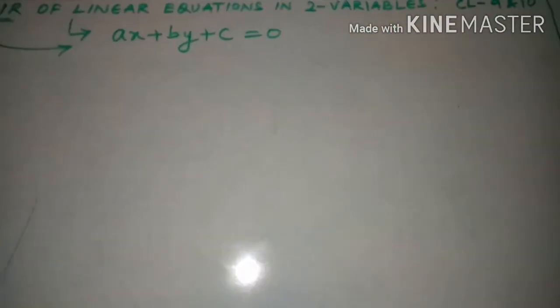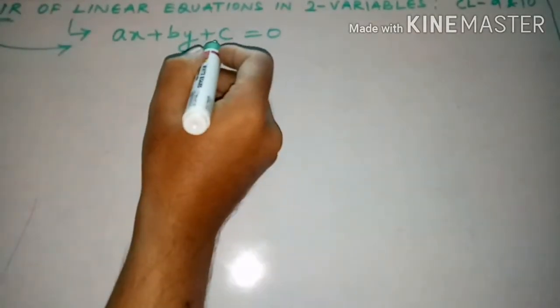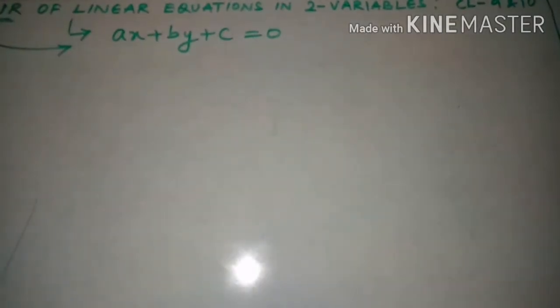Hello everyone, in this video we are going to discuss how to solve the pair of linear equations in two variables. As we know, if there is one equation in two variables, it will have infinite solutions. Am I right? So here we are going to discuss a pair of linear equations to find a particular solution that will satisfy both given equations.